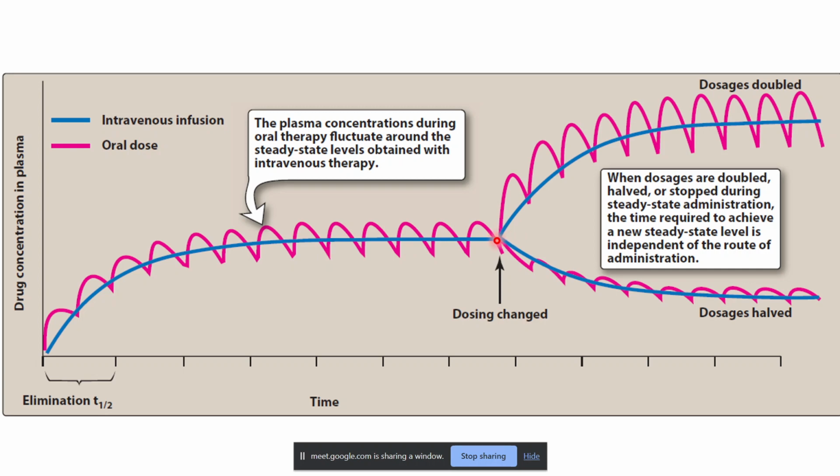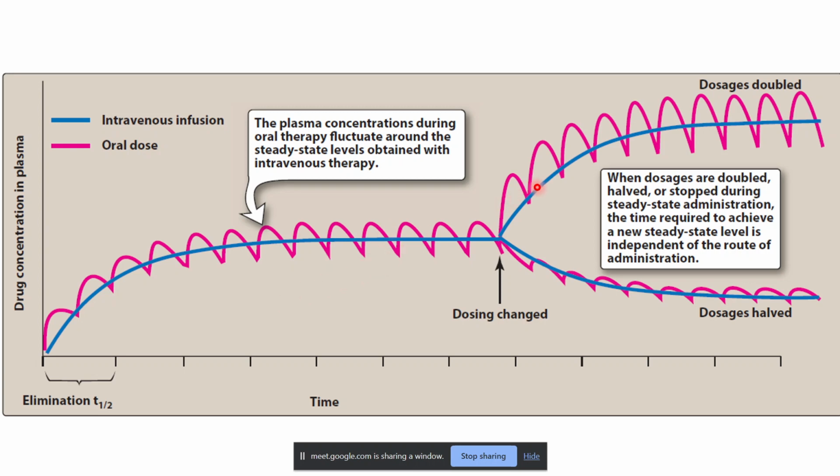For example, if we change the dose with the intravenous, it will change faster because these fluctuations, the lows here and the highs here, will be very close. And the same if we decrease the dose. That is why intravenous infusion is preferred in the hospital, because an oral dose will give a little increase and decrease, so fluctuations in the plasma drug concentrations.